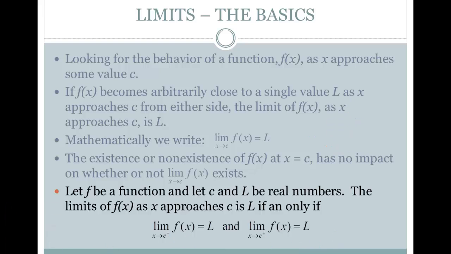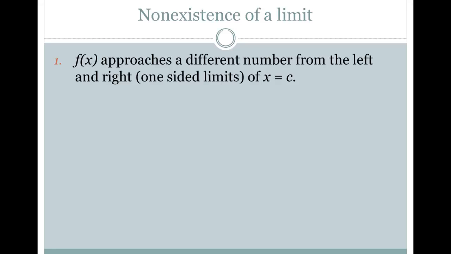Let's look at a situation where limits don't exist, because the limits don't always exist. There's 3 situations that we're going to look at. One, we approach a different number from the left and the right. These one-sided limits that I just mentioned.